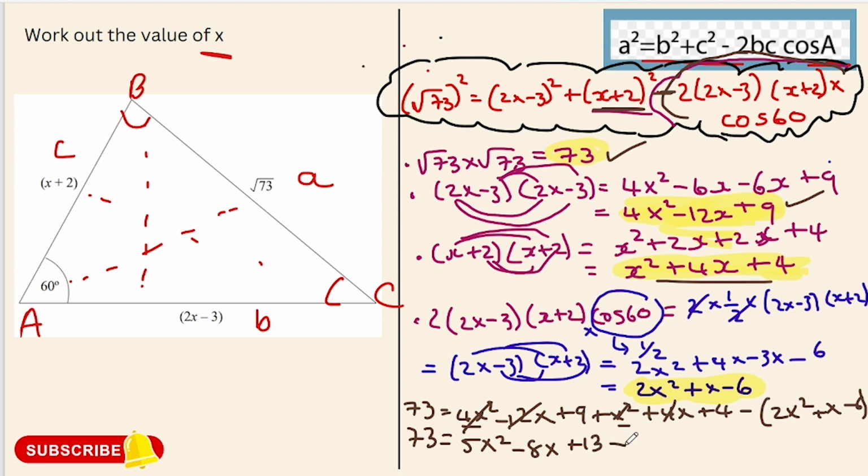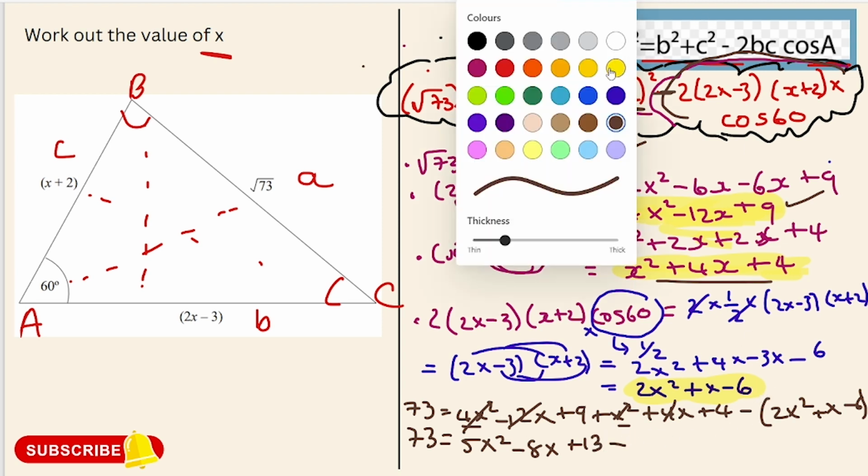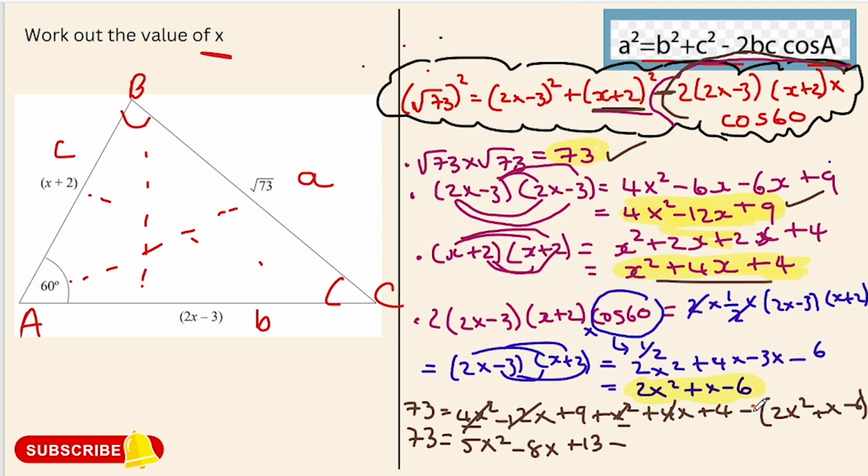And now I'm going to subtract this. Now, this is where a lot of students make an error. Remember, when you're subtracting this, you got an invisible one, so you have to expand the brackets. So this one will become minus 2x squared minus x. 2 minuses give me a plus, so it will be plus 6. I'm left with 73 equals 5x squared, take away 2x squared, which is 3x squared. Minus 8 take away x, which is minus 9x. Plus 13 plus 6, which gives me plus 19.